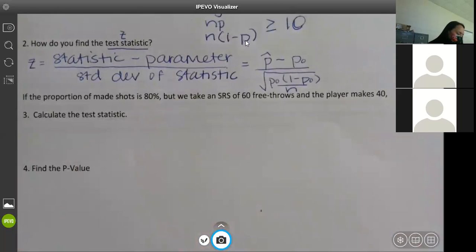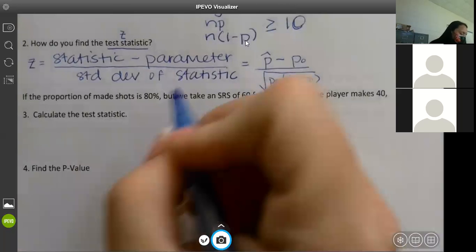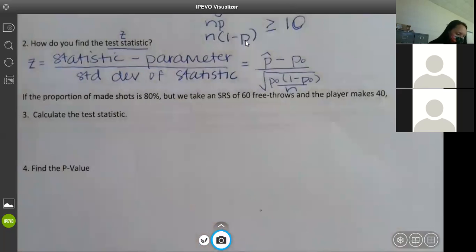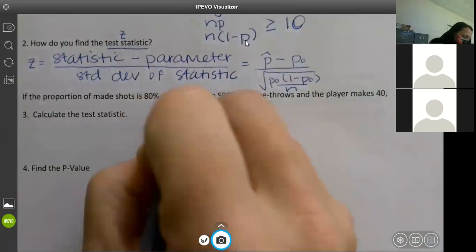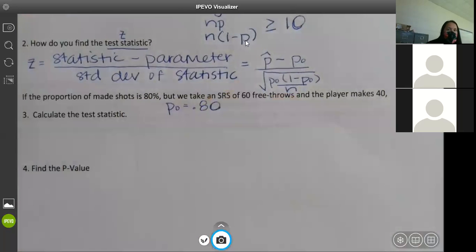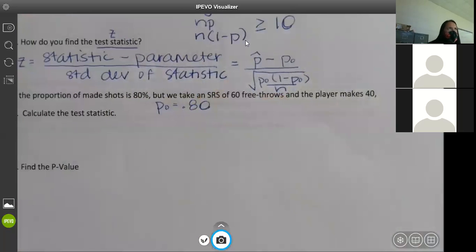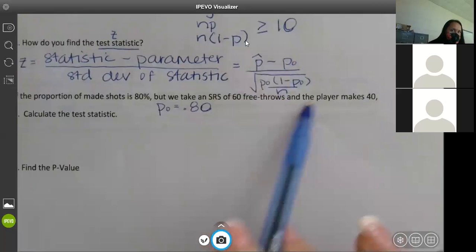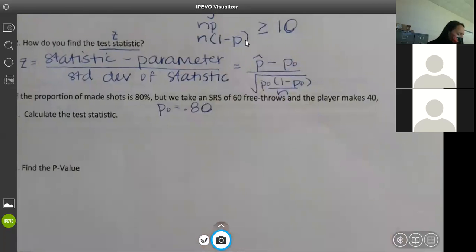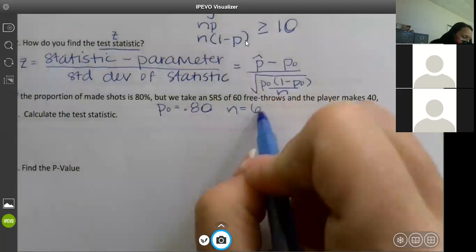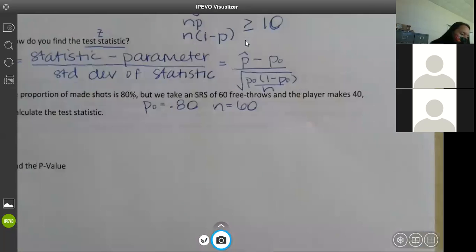That it's a proportion, so we know it's P. The null hypothesis would be 0.8. Good. So P sub 0 is going to be 0.80, and you can just put 0.8. That's fine. What else do we need? Think about this formula to do the test statistic. We said N equals 60. And one more thing: how do I get P hat?